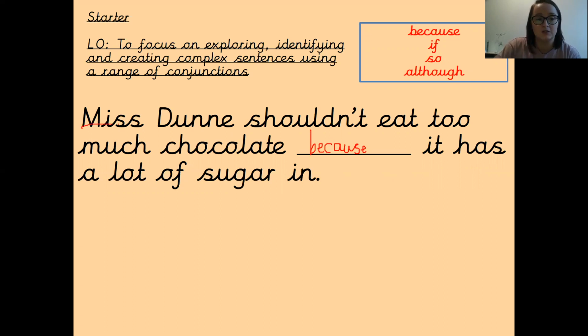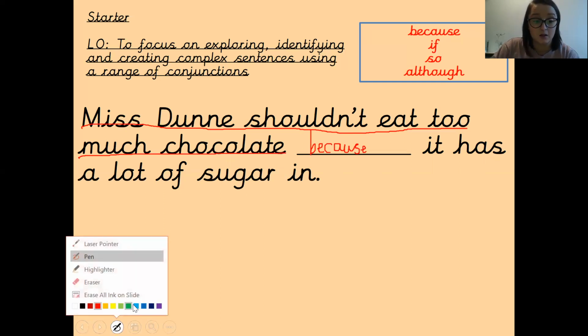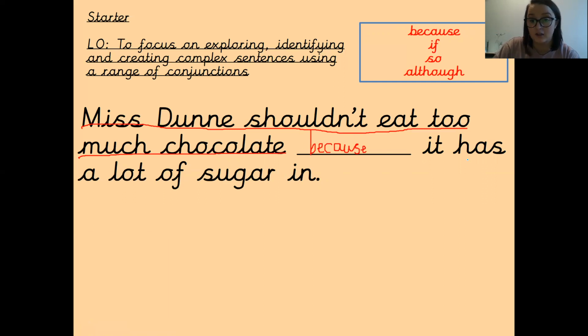Because remember, this part, very, very bad underline there. Miss Dunn shouldn't eat too much chocolate. That makes sense on its own, doesn't it? So that is my main clause. Whereas the bottom bit, it has lots of sugar in. That doesn't make sense on its own. So that is the subordinate conjunction.